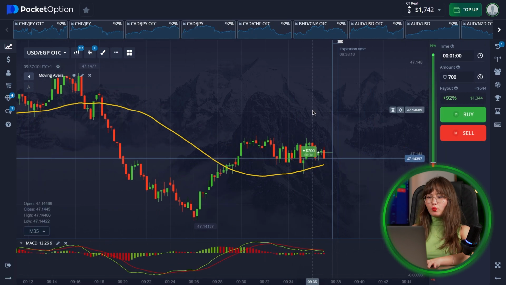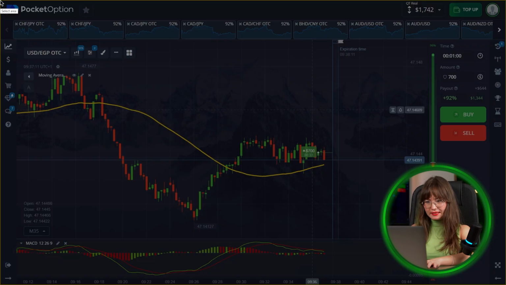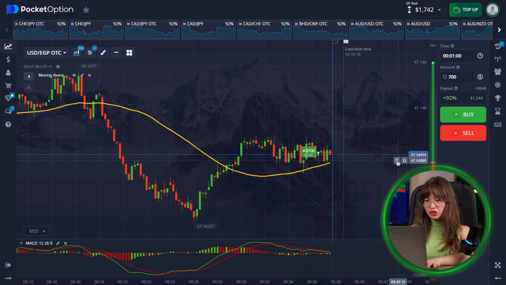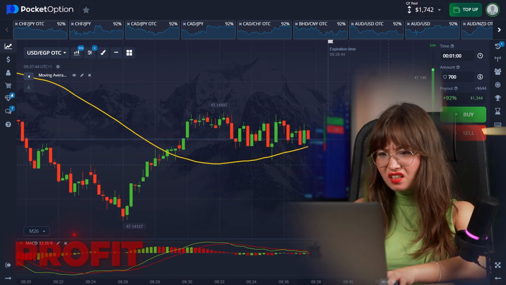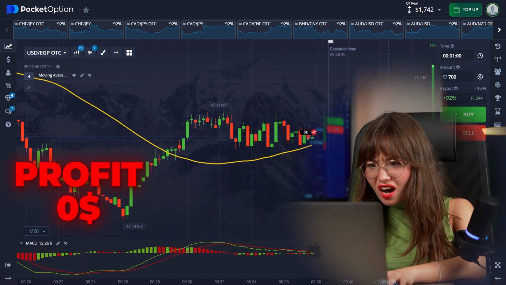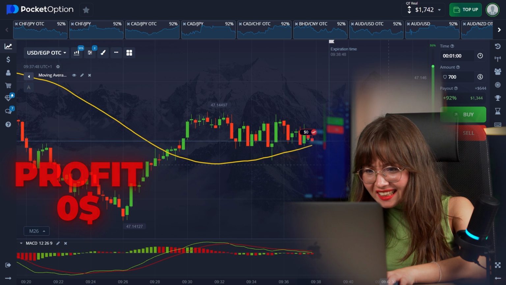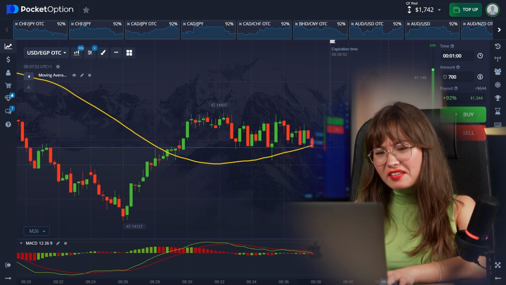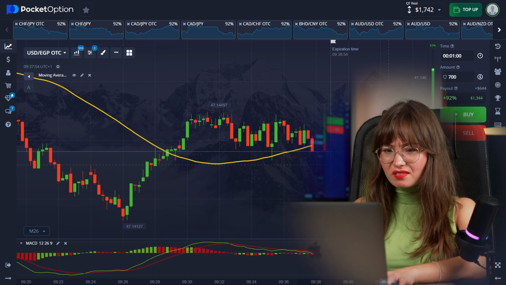We can see that we are above zero on the MACD. We've had an upward movement and now we've touched the moving average. Logically, I would say the price will continue going up from here. Let's watch. Oh no, so close! Oh, unfortunately this trade is lost.